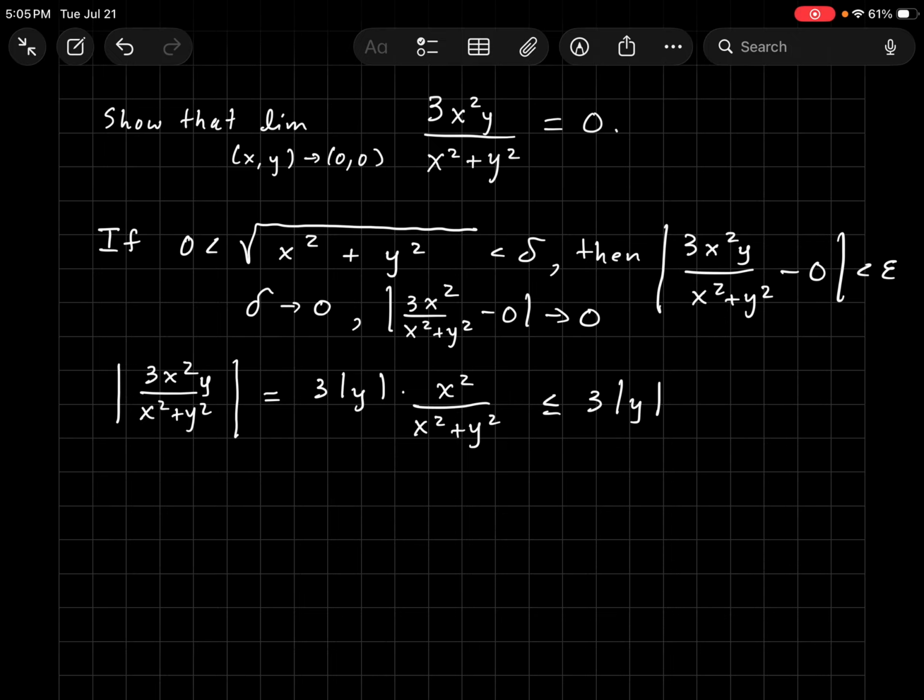Now, why am I allowed to say that? Well, I know that x squared plus y squared must be greater than or equal to x squared, because y squared is a positive value, which means that x squared over x squared plus y squared must be less than or equal to 1. Which allows me to make that statement.